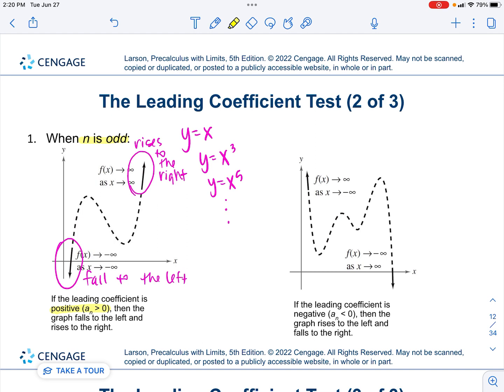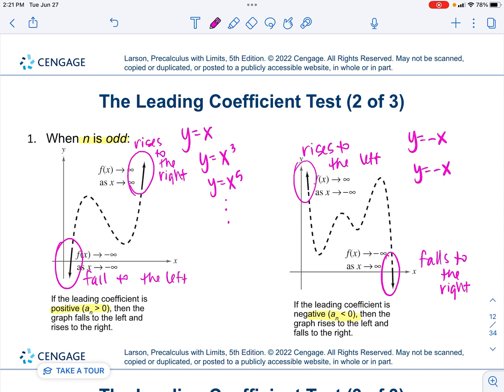Now, if you have a reflection, if a happens to be negative, that means the whole thing is flipped. You're going to see the opposite. You're going to see rises to the left because now it's been reflected, and then you'll see falls to the right. That would be like y equals negative x, y equals negative x cubed, y equals negative x to the 5th. You might see a different a value like 2, 3, 4, but it's negative if we are looking at the second case over here.